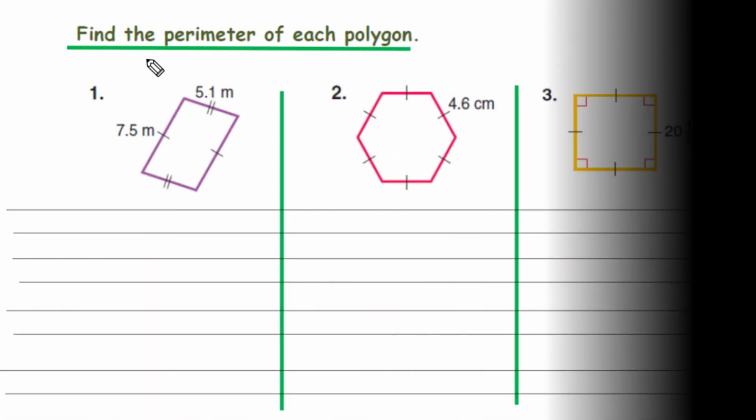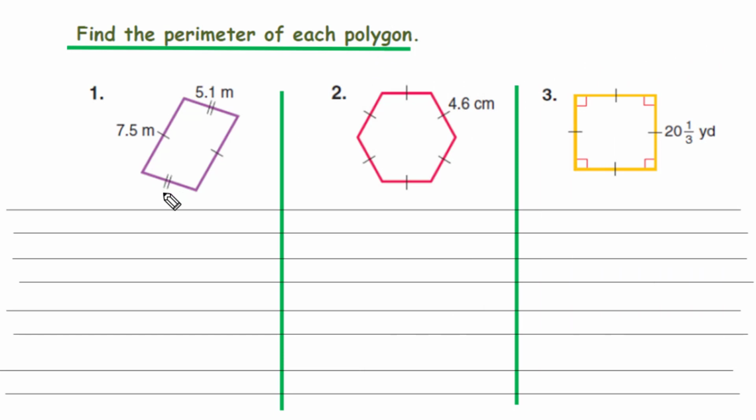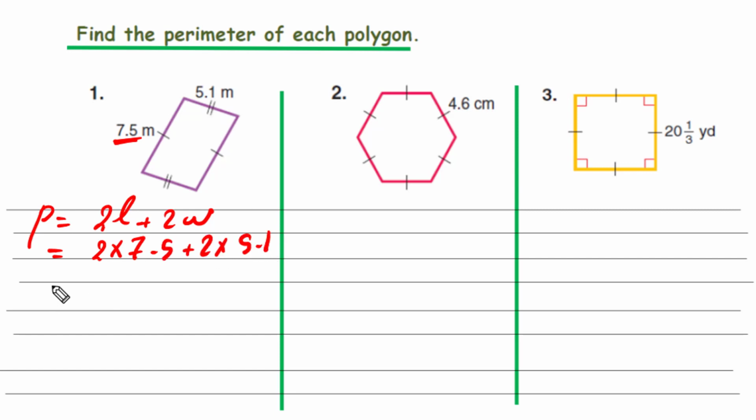Perimeter. How can we find the perimeter of a polygon? Find the perimeter of each polygon. Look at the first one. The first one is a rectangle. To find the perimeter of a rectangle, you have to study the rule of perimeter of a rectangle. We studied before the perimeter of a rectangle equals 2 length plus 2 width. Now we can write 2 times length 7.5 plus 2 times width 5.1. Just multiply 2 times 7.5 equals what? Yes, equals 15 plus 2 times 5.1.